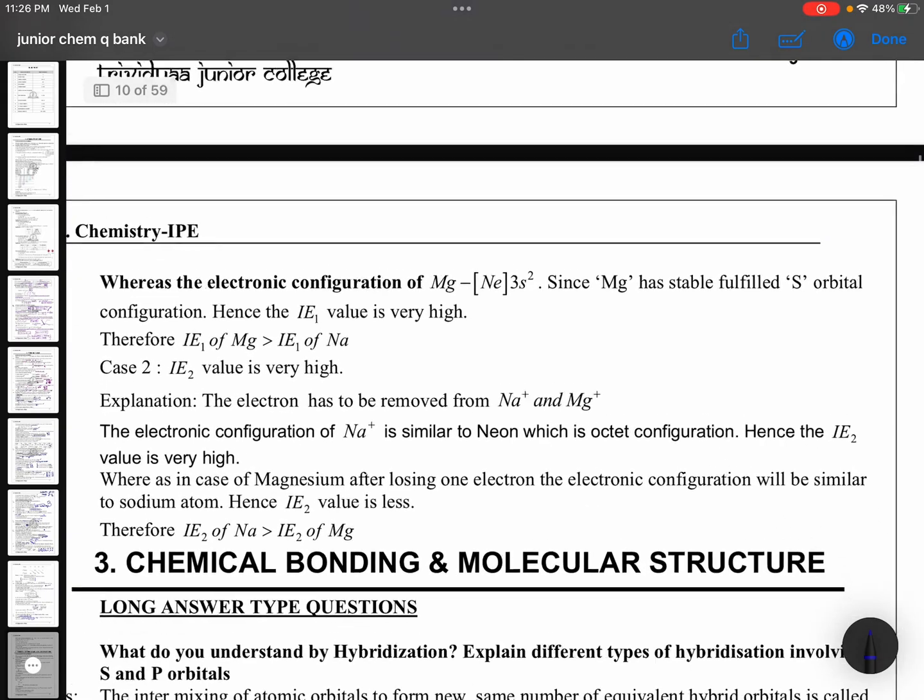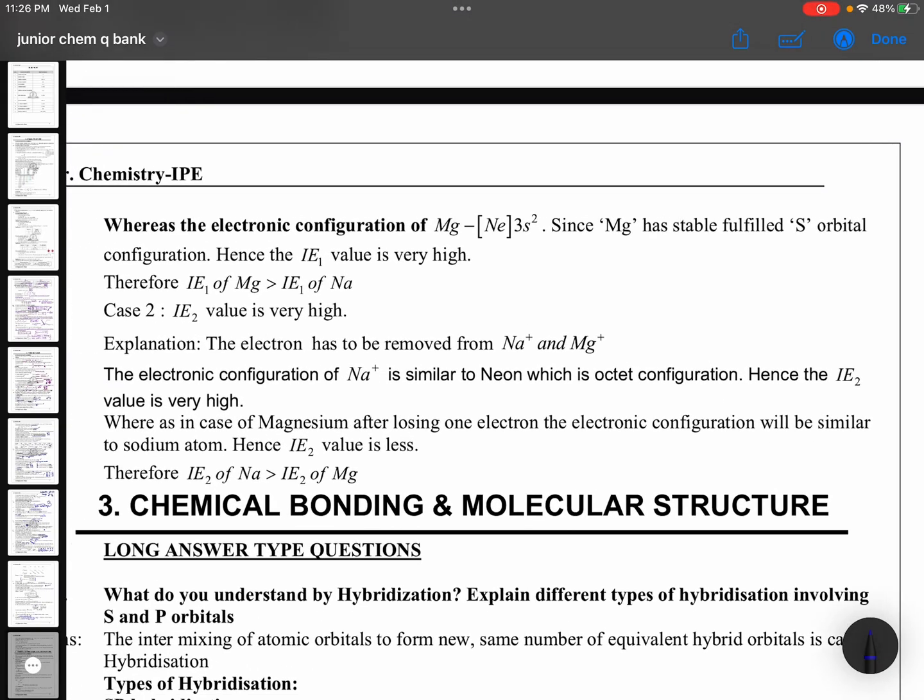And magnesium electronic configuration is 3s2. It is having a stable, fully filled s orbital, so it won't lose the electron easily. That's why IE1 is greater. So if you see IP1 or IE1, magnesium is greater than sodium. Done. It is mentioned here. Now coming to the second.